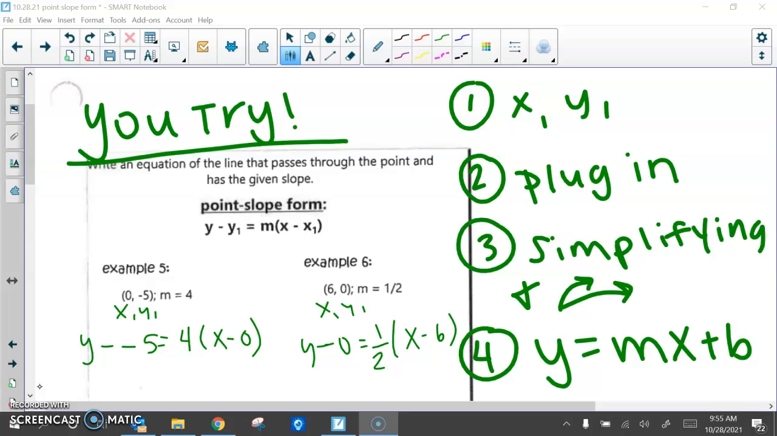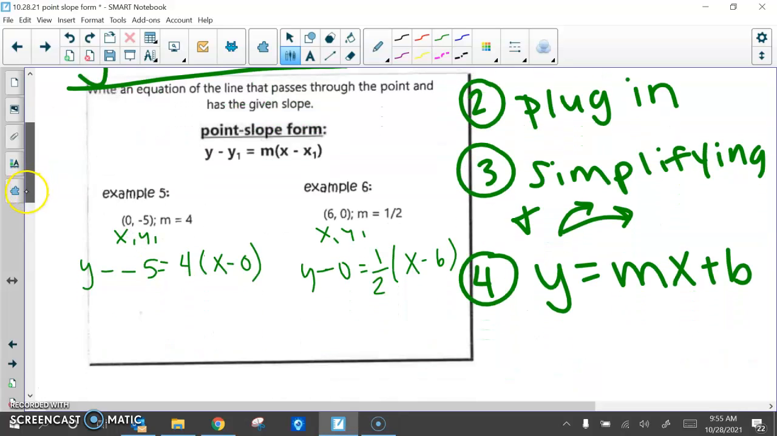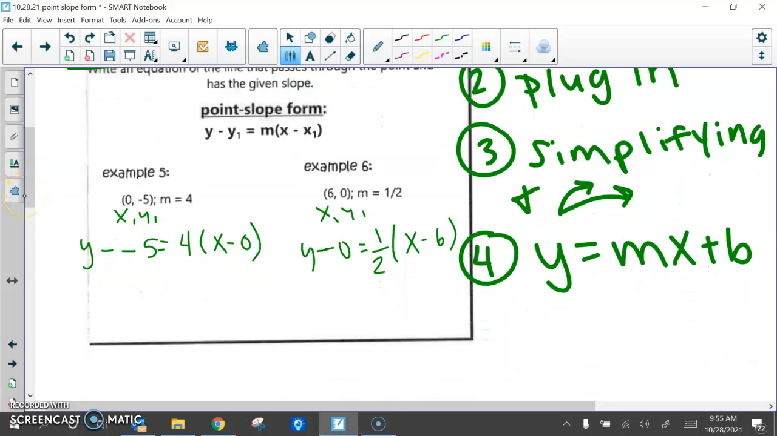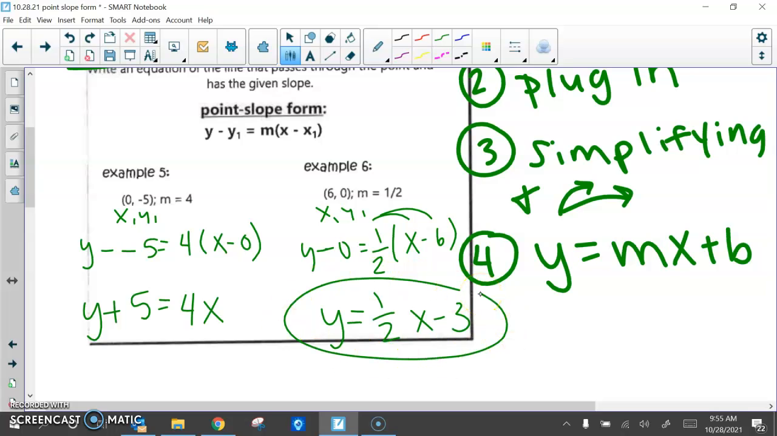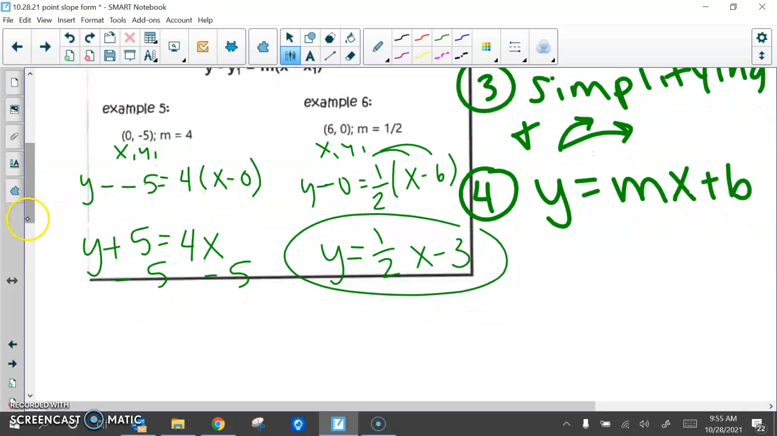So just by plugging in, you should have equations that look like this, and then you need to simplify. When you simplify example 6 by distributing, you're already done. Example 5, you're almost done. The last step is to subtract 5 on both sides. So y equals 4x minus 5.